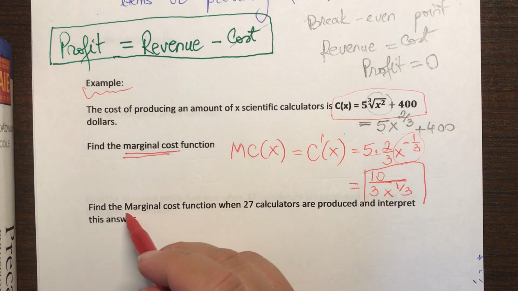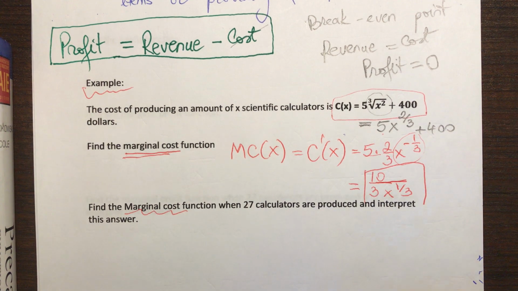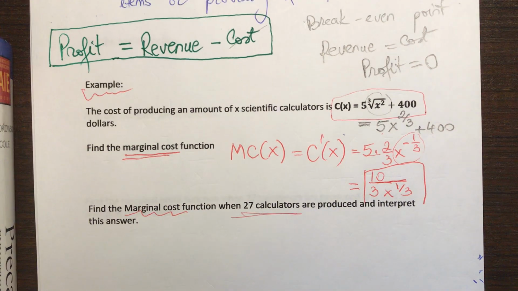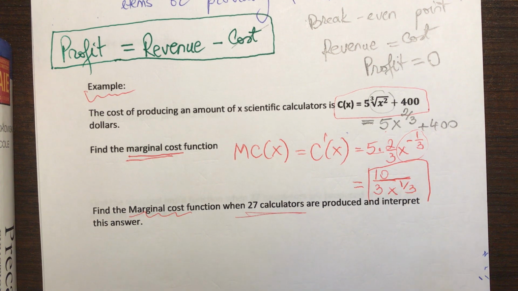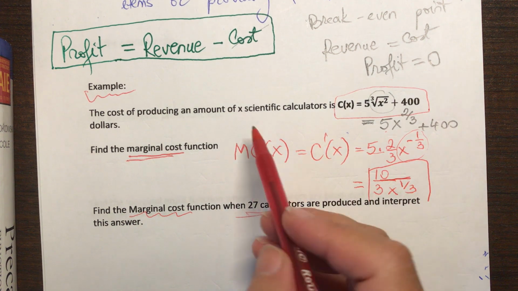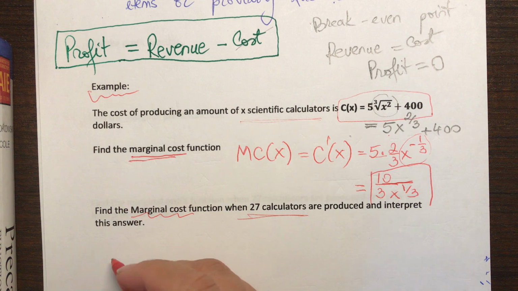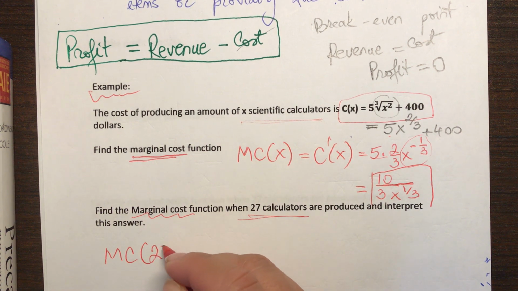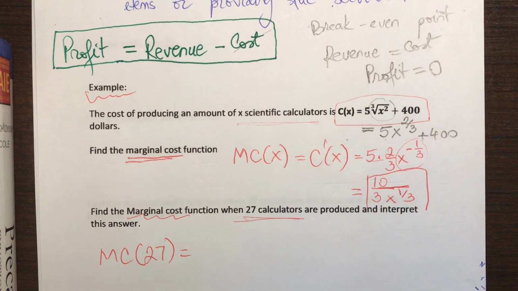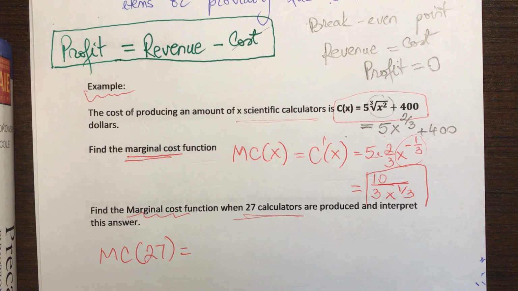Now it says find the marginal cost function when 27 calculators are produced, and interpret this answer. So marginal cost at x is the number of calculators. So all I have to do is plug in 27 into this derivative function we found. So basically evaluate the function for this x.